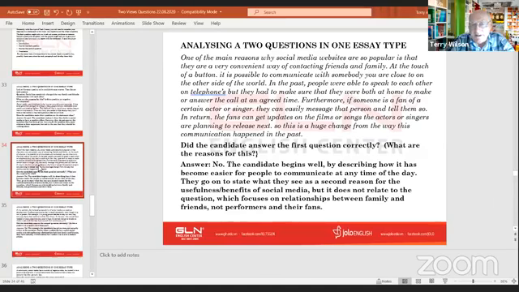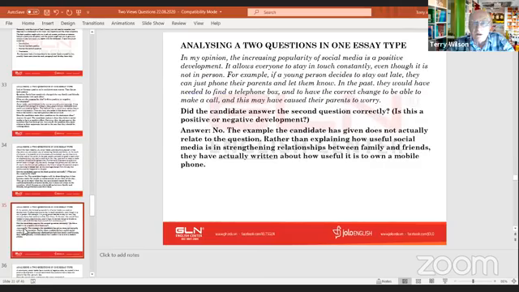And again, this is a problem that I find quite often with some students. They don't directly answer the question. And here we have the second question being answered.